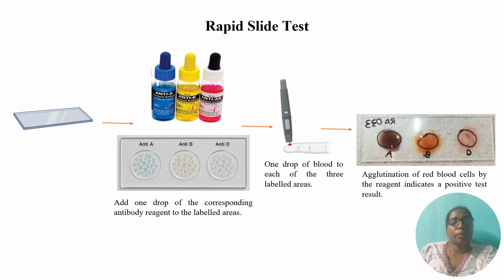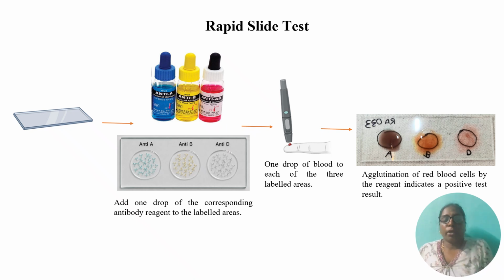As shown in the previous slide, the same agglutination reaction is going to be performed on a slide. This is nothing but a rapid slide test. Three labeled areas are prepared on a clean slide. One drop of each anti-A, anti-B and anti-D reagent is added, to which one drop of blood is mixed separately with each reagent using different mixing sticks. The slide is generally rocked for about 2 minutes, and visible clumping or agglutination indicates the positive reaction.